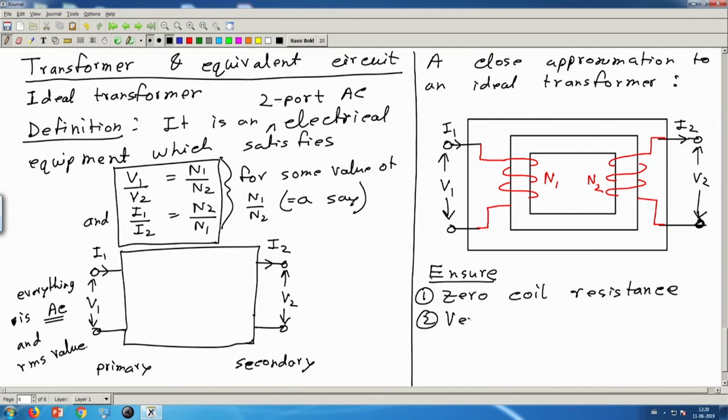Secondly, very high, theoretically infinite permeability of the core. Infinite is not possible, so that means very high permeability of the core. So that means the flux will be very high, and also ensure, if possible, a non-conducting core.